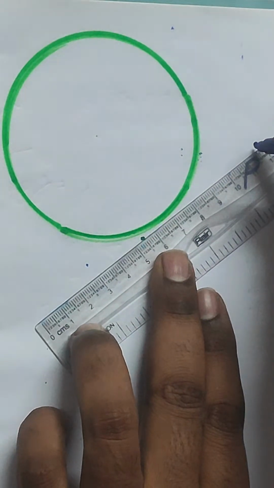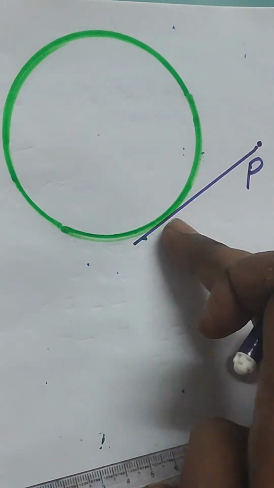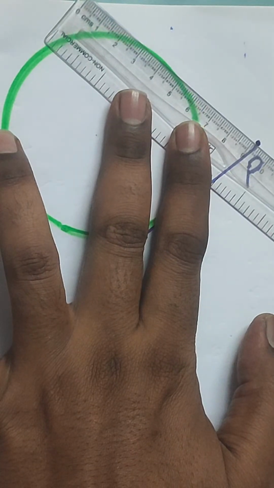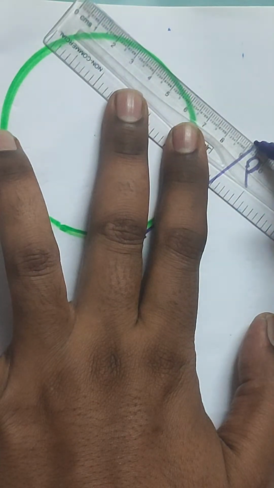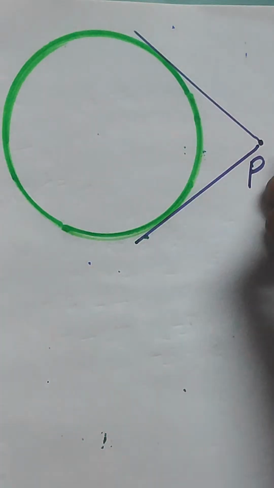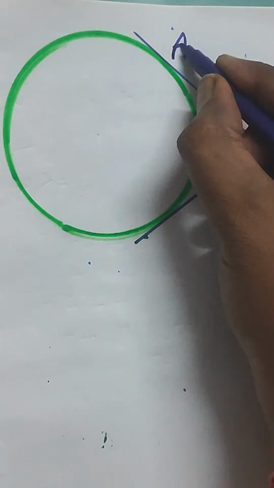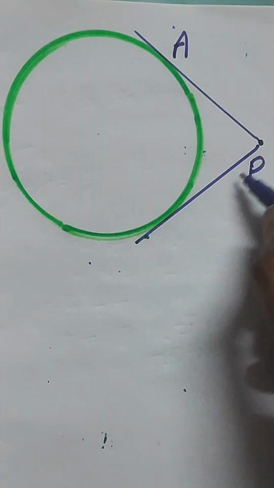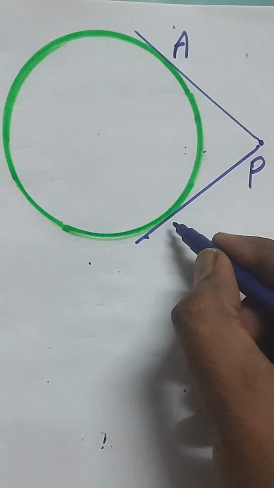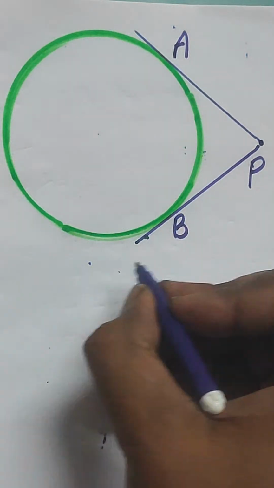So let me draw it. It is just touching the circle at a single point. That's the property of a tangent, right? And from here also you can see this tangent is drawn. So from P, it is touching the circle at a point A. So PA will be the tangent, and another touching the circle at another point, let's say B. So PA and PB are the tangents.